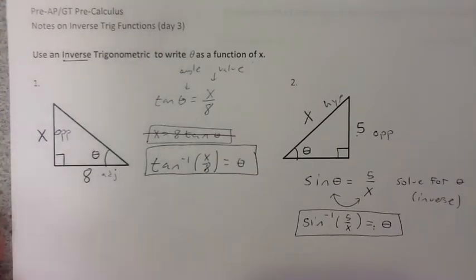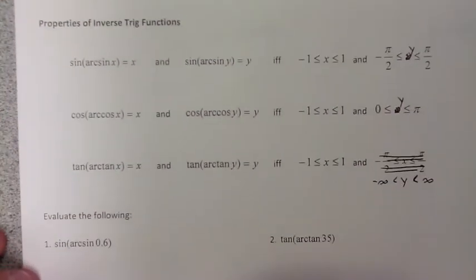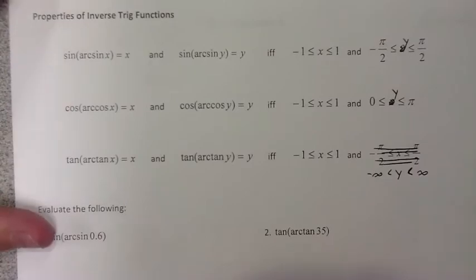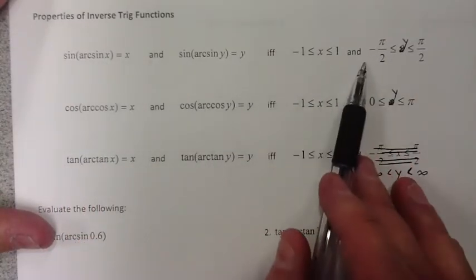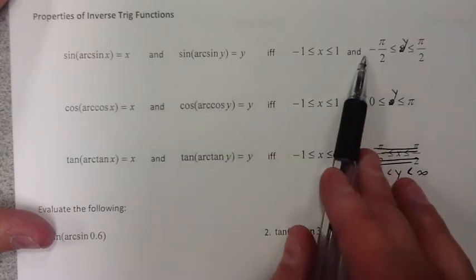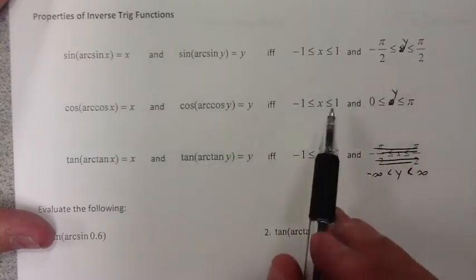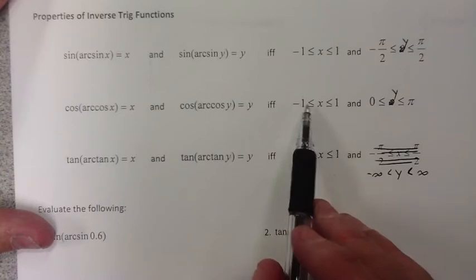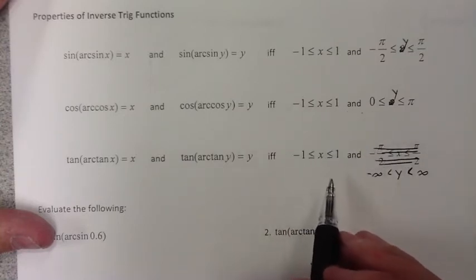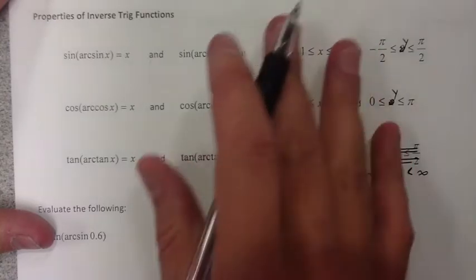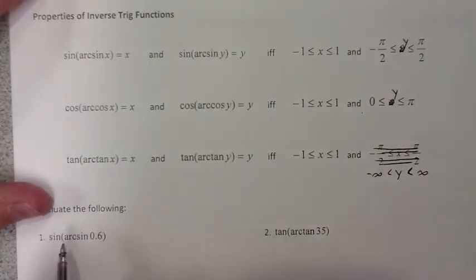Anyway, now we do have a few properties for inverse trig that are pretty easy to work with. Basically what it says is, if we're within our domain, remember inverse sine goes from negative pi over 2 to pi over 2. Cosine goes from 0 to pi. And of course, tangent, again, from negative to positive infinity. So if we just follow our domain, it's pretty easy to do.